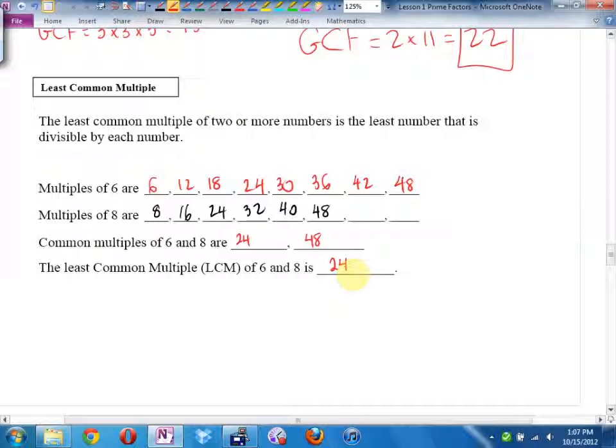Best way to find the least common multiple is to kind of do it in your head intuitively. It's the fastest way. But I'm going to give you a method that'll get you there if the numbers are really big.